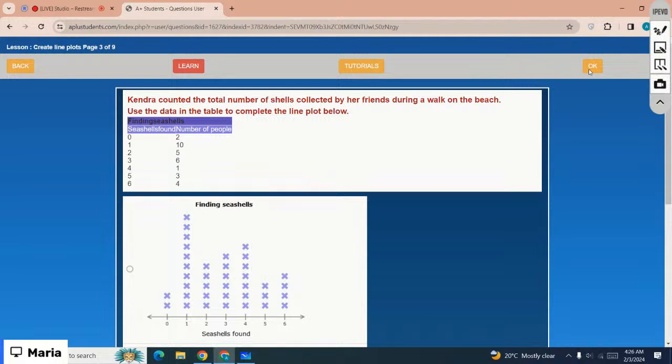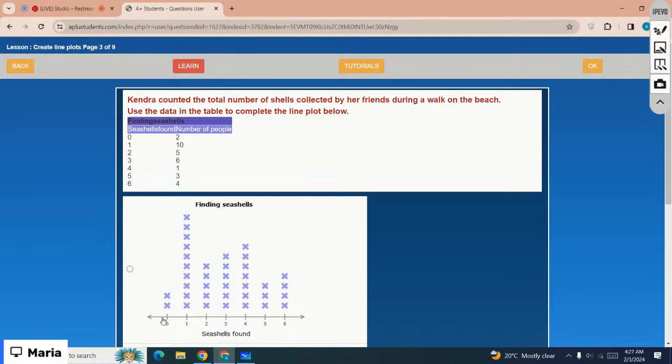Kendra counted the total number of shells collected by her friends during a walk on the beach. Use the data in the table to complete the line plot below. So you have to match the values with the graph. So let's just see which is the option. Just check with option 1.